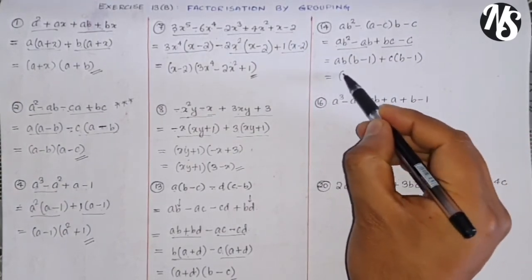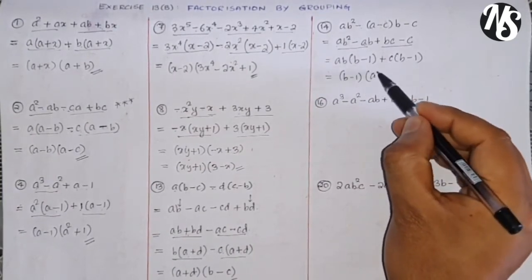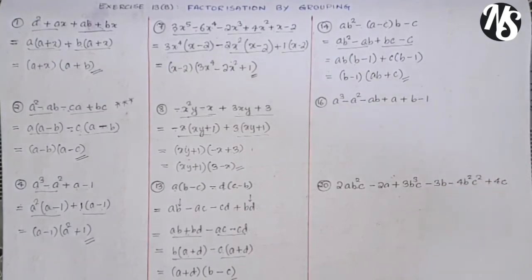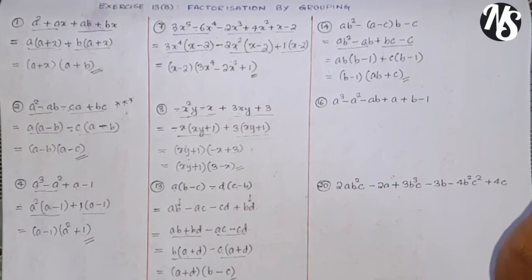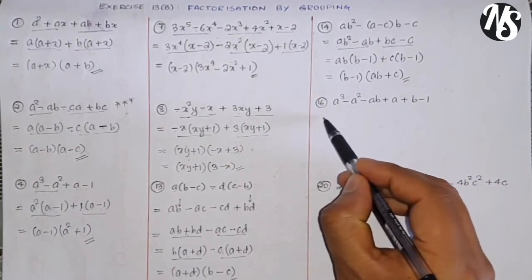So take B minus 1 as common. So from the first term we have AB left, plus from the second we get C. So this is my answer for question number 14. I hope everything is clear as of now. Let's have question number 16.